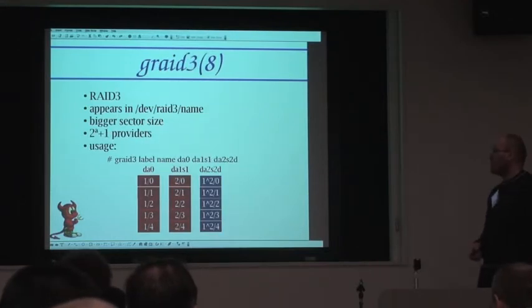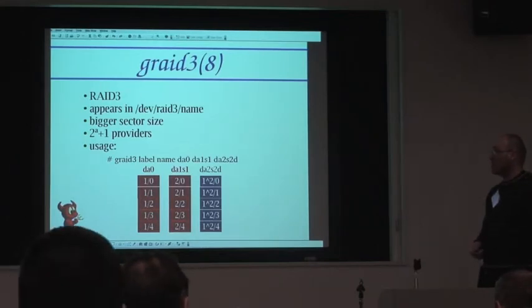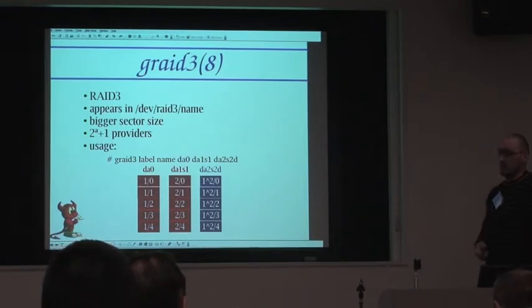Okay, we have GRAID3. Many people ask why I didn't implement RAID 5. There actually is a RAID 5 implementation, not by me. It's not in the tree yet. So basically, I somehow like RAID 3 better because it gives better sequential write performance, which is what I most need. It's not that bad in random reads. RAID 5 is actually better in random reads, but RAID 3 isn't that bad either.